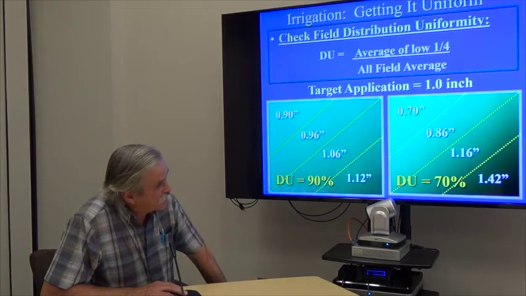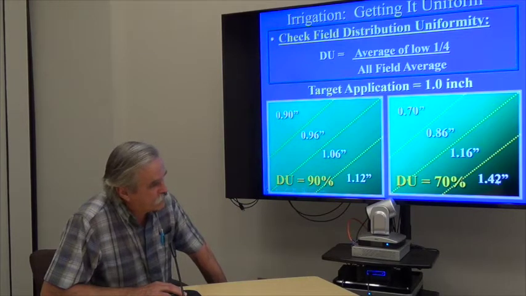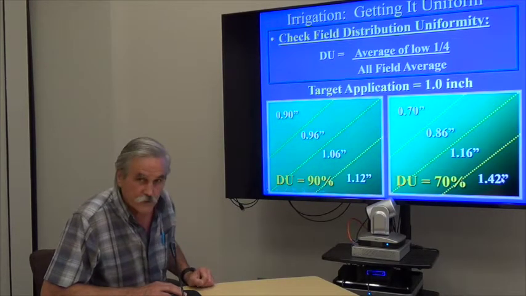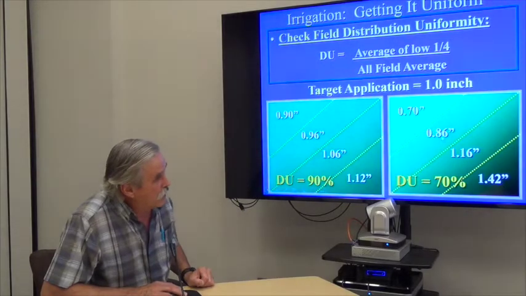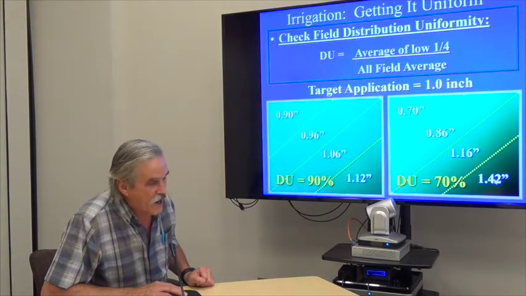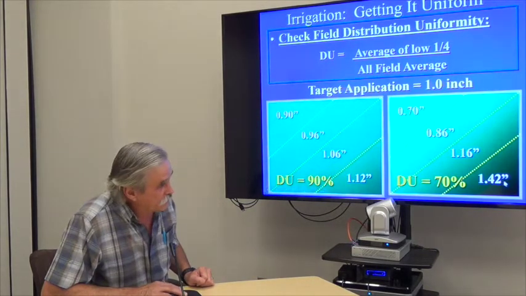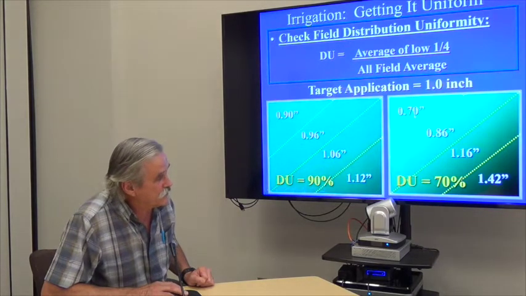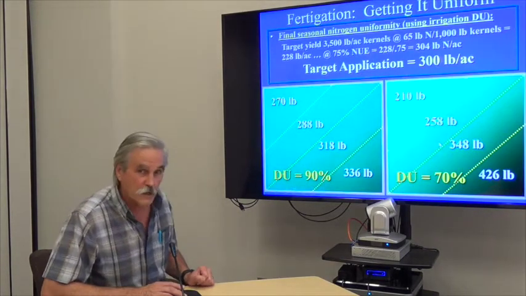You're 30% off the average, but your wet quarter now is 1.42 inches. You're 0.42 inches more. You are more than double the irrigation difference across half that field. So you're going to rot out trees here, you're going to drought out trees here, and that costs your yield.